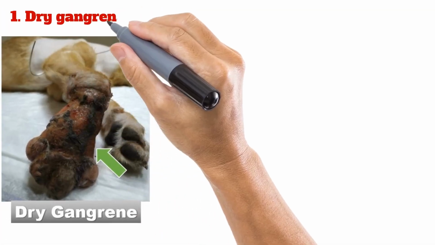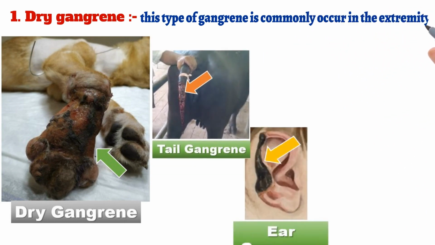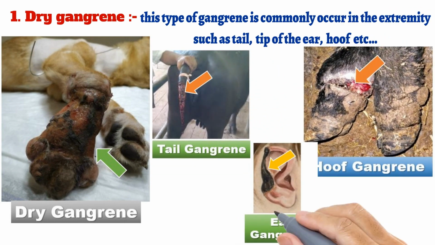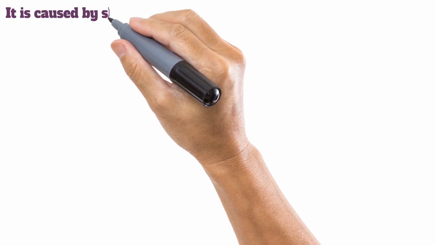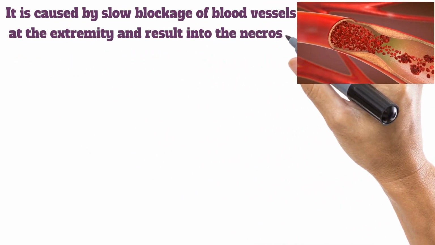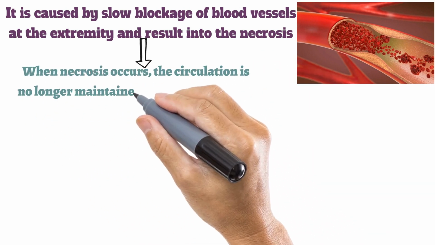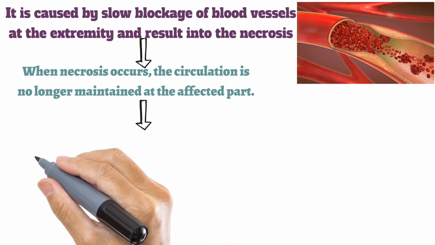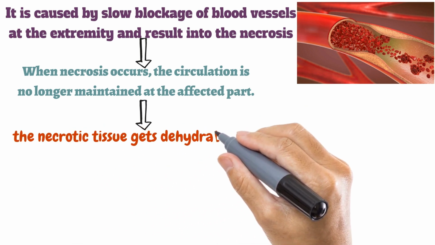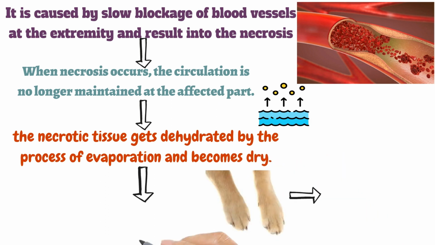The first one is dry gangrene. This type of gangrene commonly occurs in the extremities, such as the tail, tip of the ear, hoof, etc. It is caused by slow blockage of blood vessels at the extremity, resulting in necrosis. When necrosis occurs, the circulation is no longer maintained at the affected part. After that, the necrotic tissue gets dehydrated by evaporation and becomes dry. That's how it results in dry gangrene.